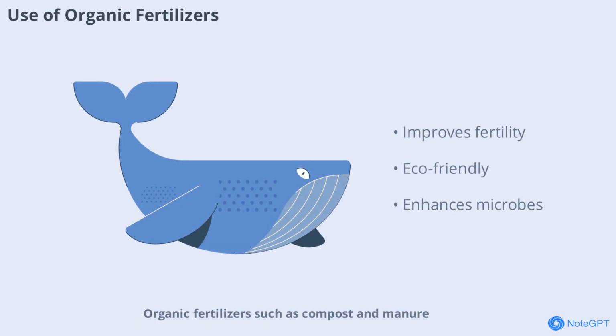Organic fertilizers such as compost and manure improve soil structure and fertility without harming the environment. They increase the organic content of soil, enhance microbial activity, and reduce dependence on chemical fertilizers. This leads to healthier, more resilient soils.